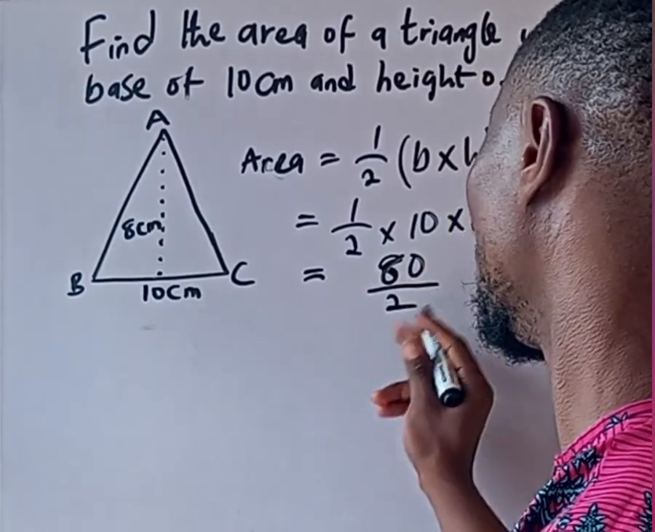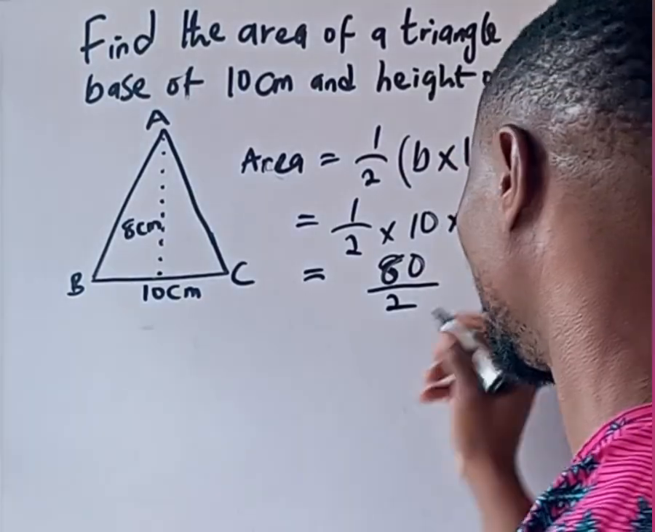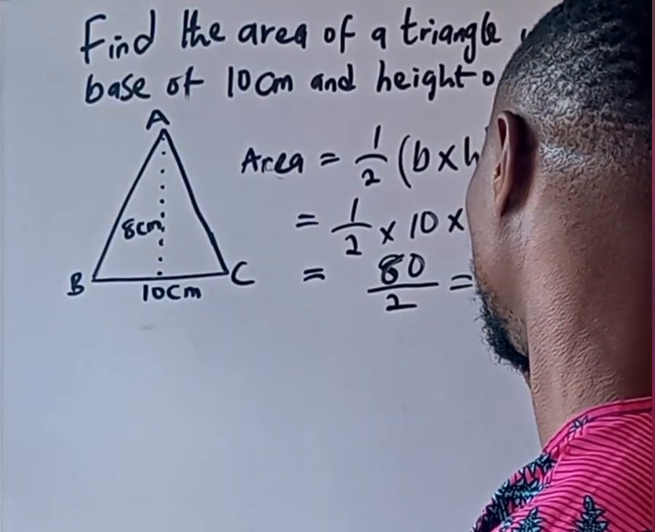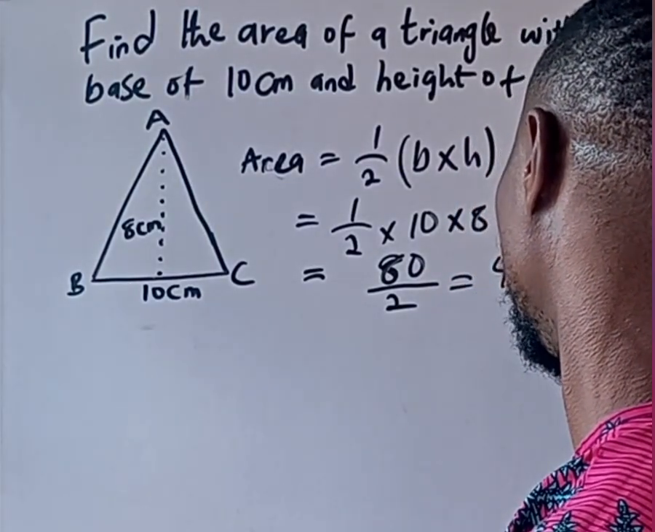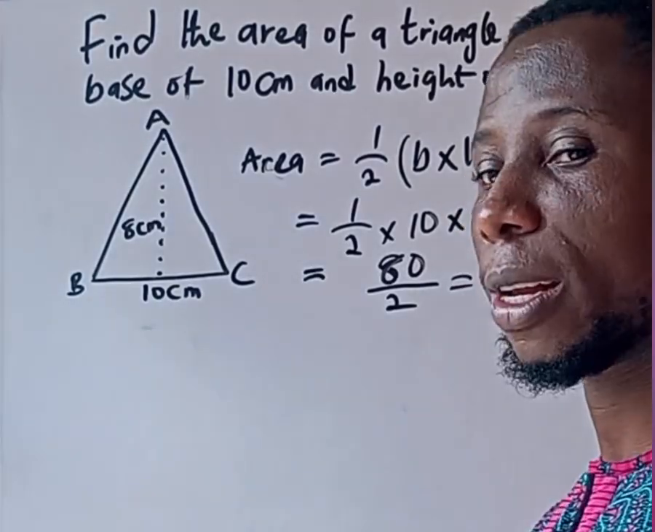over 2. So now we can still break this down. 2 will go into 8 how many times? 4 times. So our answer is going to be 40 centimeter square. So this is our final answer.